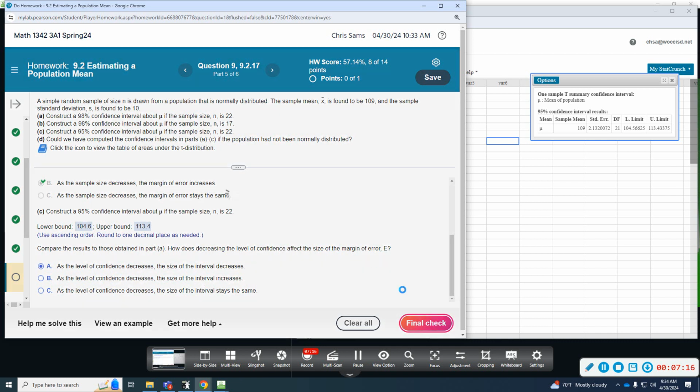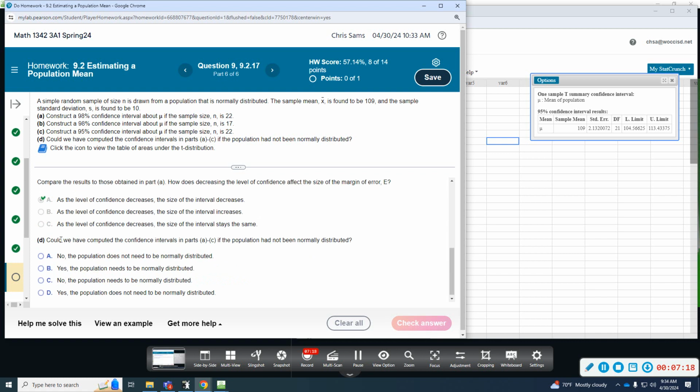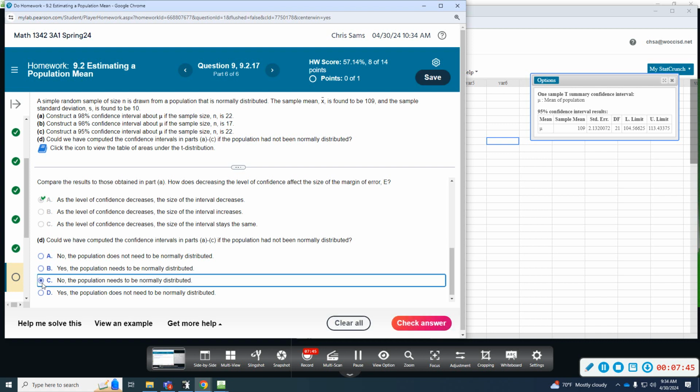Okay, so A. And then could we have computed the confidence intervals in parts A through C if the population had not been normally distributed? No, we could not, because the sample sizes are not big enough. No, the population needs to be normal. We could not have done it. Okay, yeah.